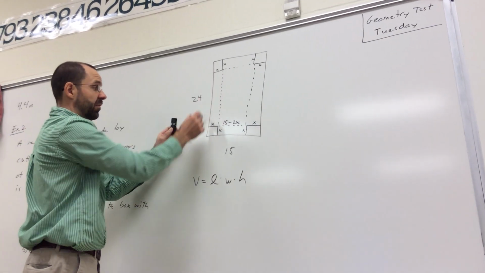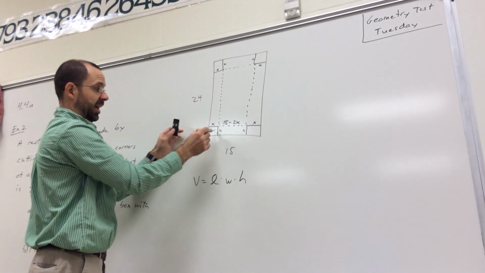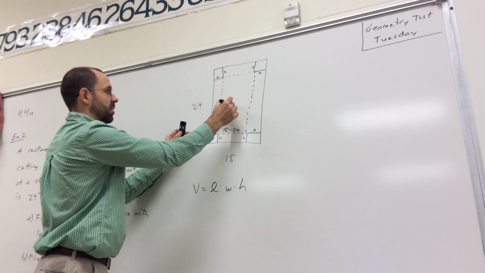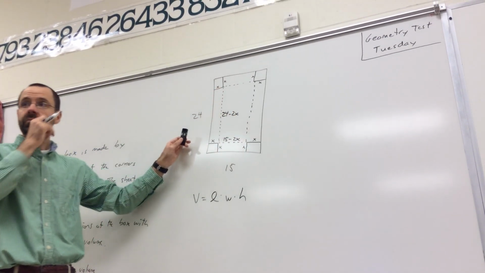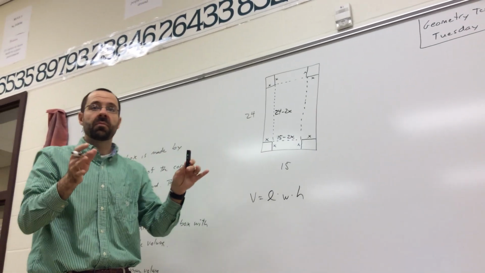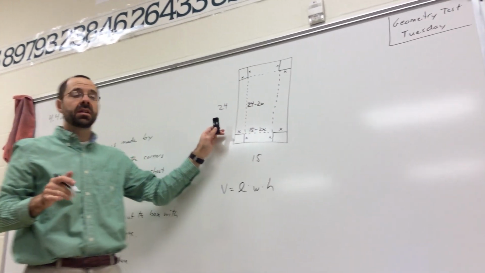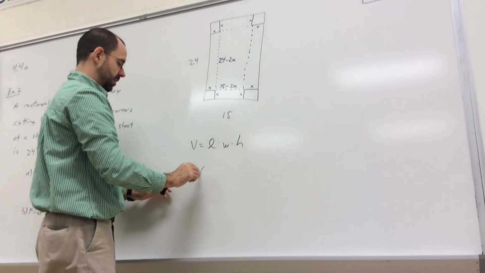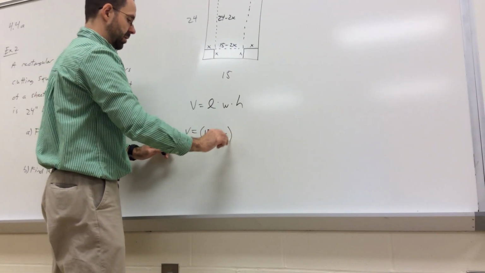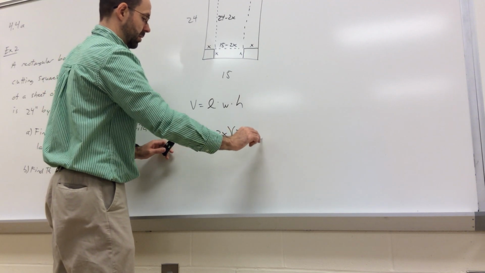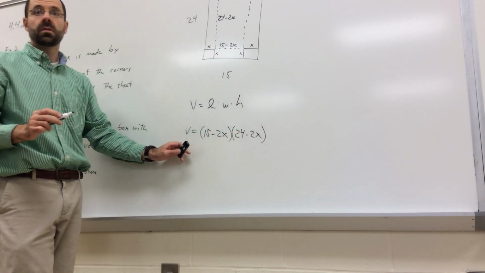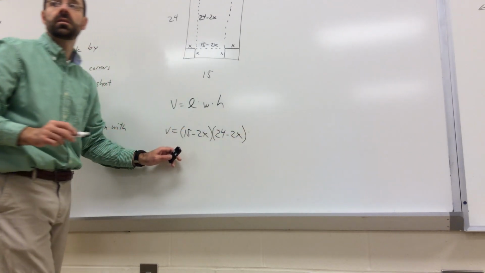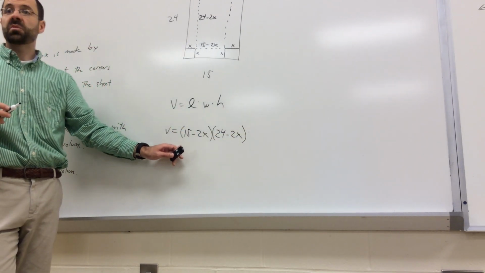Okay, then this is 24, right? So I cut out x's on each side. So this is 24 minus 2x. So now looking at the bottom of my box, after I fold up the flaps, I've got 15 minus 2x times 24 minus 2x for my length and my width, right? But I still have to multiply by the height.